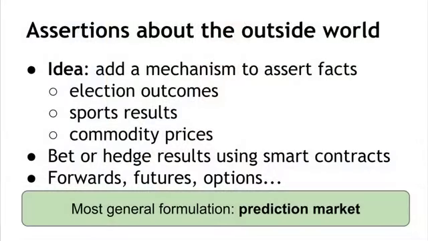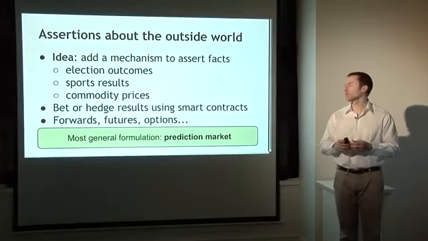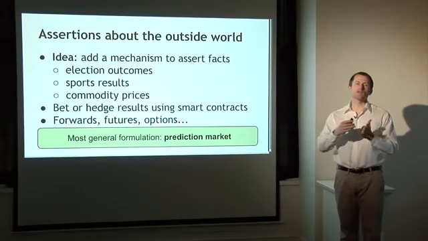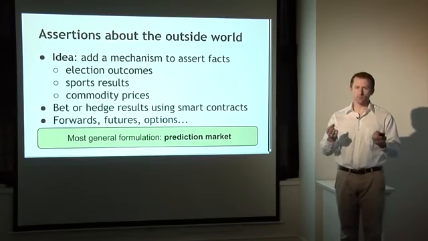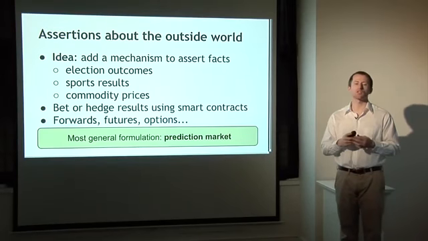So how can we make assertions about the outside world within Bitcoin? The idea is we'd like to add a mechanism to assert facts about the real world into Bitcoin. And those facts might be who won an election, who won a sports match, what the price of some commodity is on a certain day, any kind of real-world data that is of importance to a lot of people. So if we had those kind of facts available in Bitcoin, say there was some script call that you could make that would just say what the current price of copper is on some common exchange, you could start doing all sorts of cool things with smart contracts.